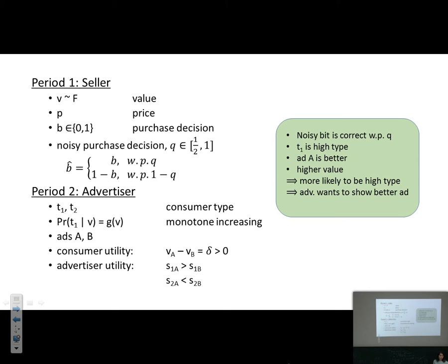And so part of where all these strange things arise is because players in the first period are going to buy at a price above their value. And so they're going to take a loss in the first period to see the better ad tomorrow in certain settings. And that we'll all see soon. Okay, so just as a cheat sheet of what's happening here, the seller is going to send a noisy bit that is correct with probability Q. T1 is the high type, and the ad A is the better ad. If you have a higher value, then you're more likely to be a high type, and so the advertiser is more likely to want to show you the better ad.